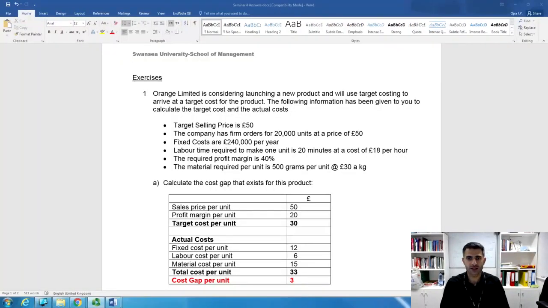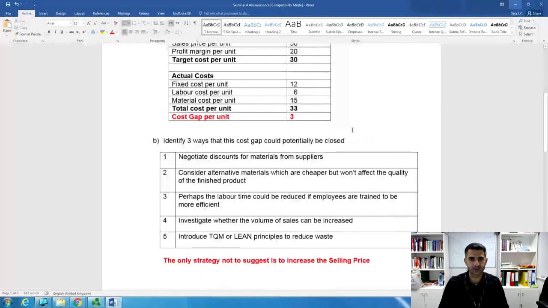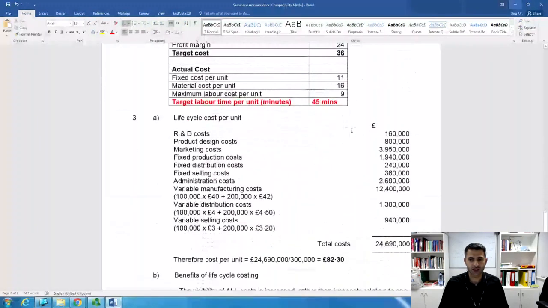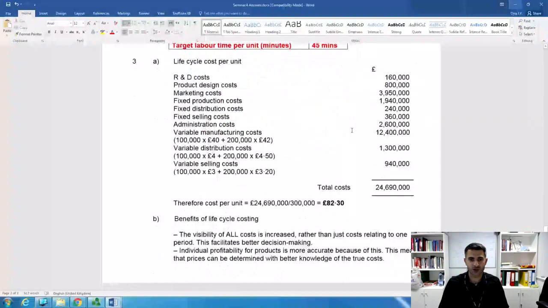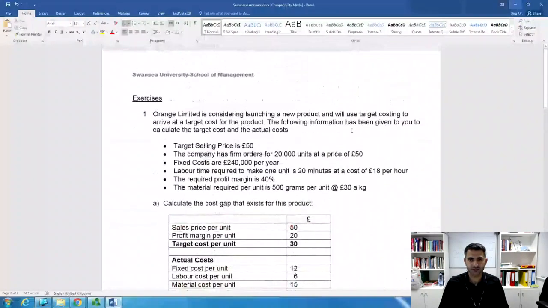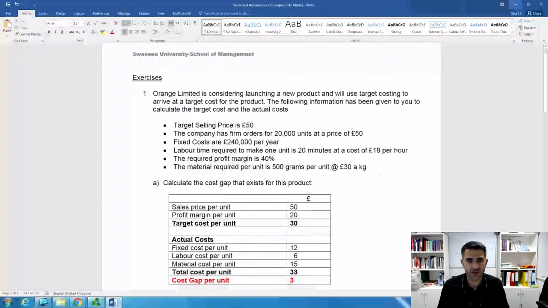Okay guys, so now let's move to seminar 4. As you see here, seminar 4, we have 3 questions, 2 questions on target costing and the third question on life cycle costing. So let's start with the first question.